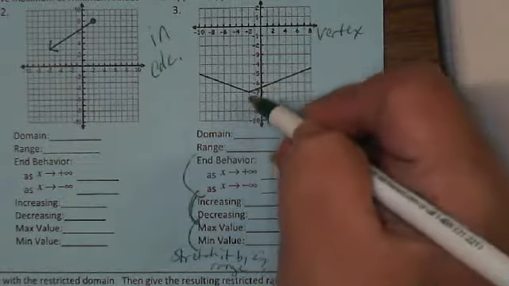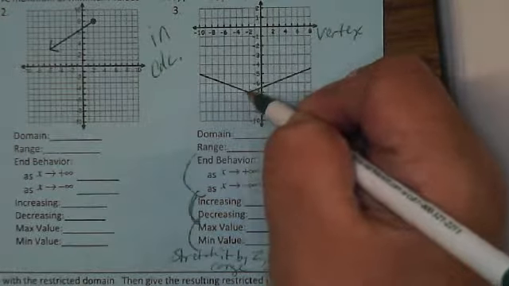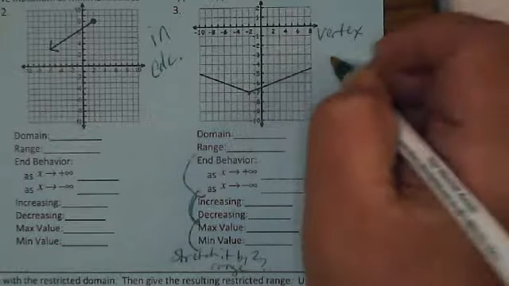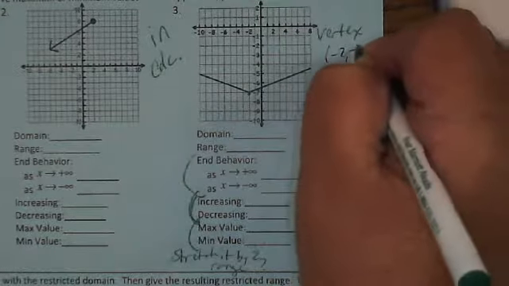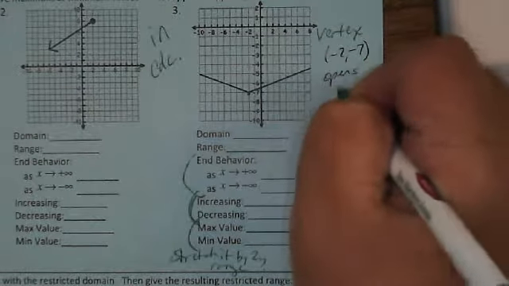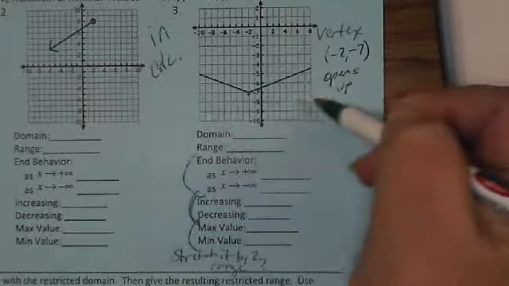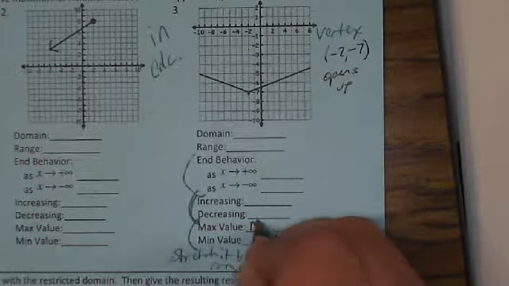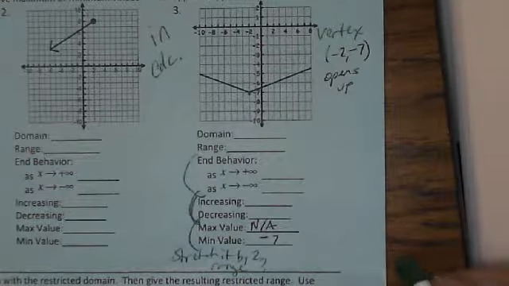What is the vertex? Well, everybody can see that vertex right there. It is at -2, -7. And this opens up, so it has a minimum value, -7. There is no maximum value.